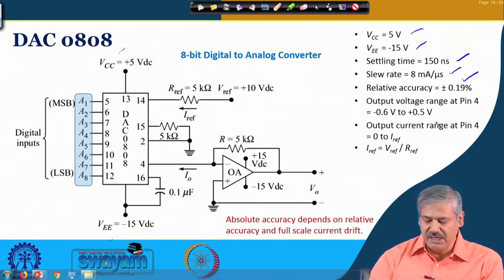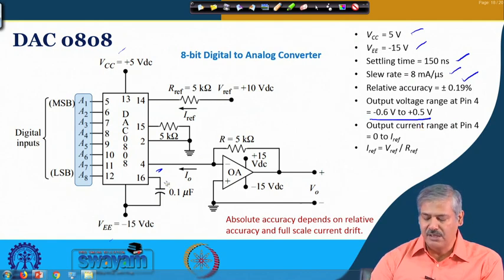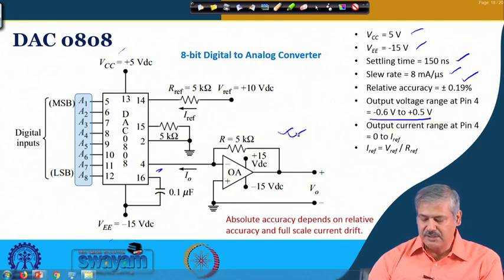Output voltage range at pin 4 is small as such, minus 0.6 volt to plus 0.5 volt. But actually it gives a particular range of current, and when you pass it through an amplifier, at the output the voltage level will be different. So, that we shall see through an example.